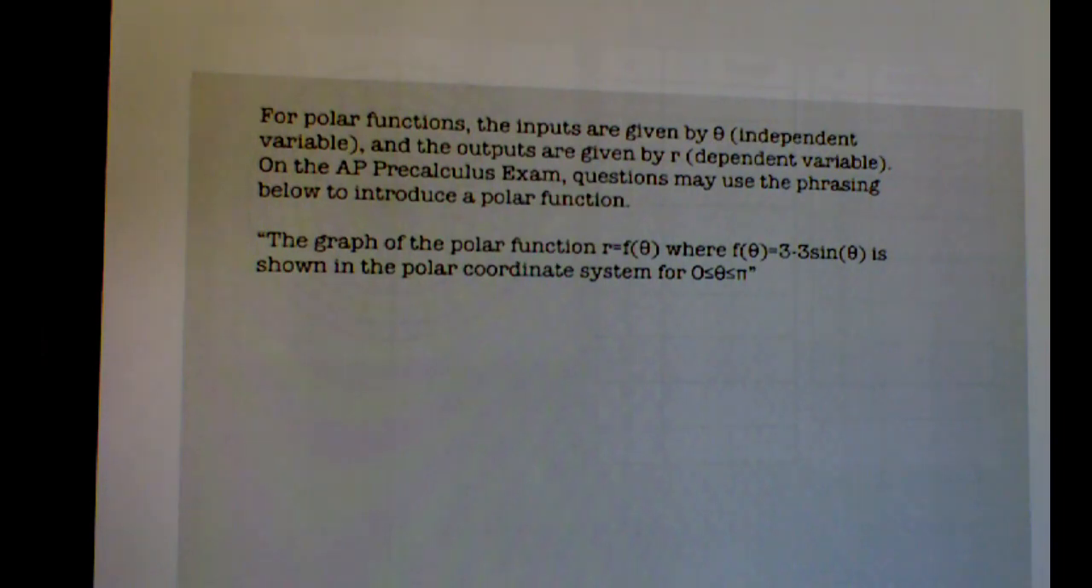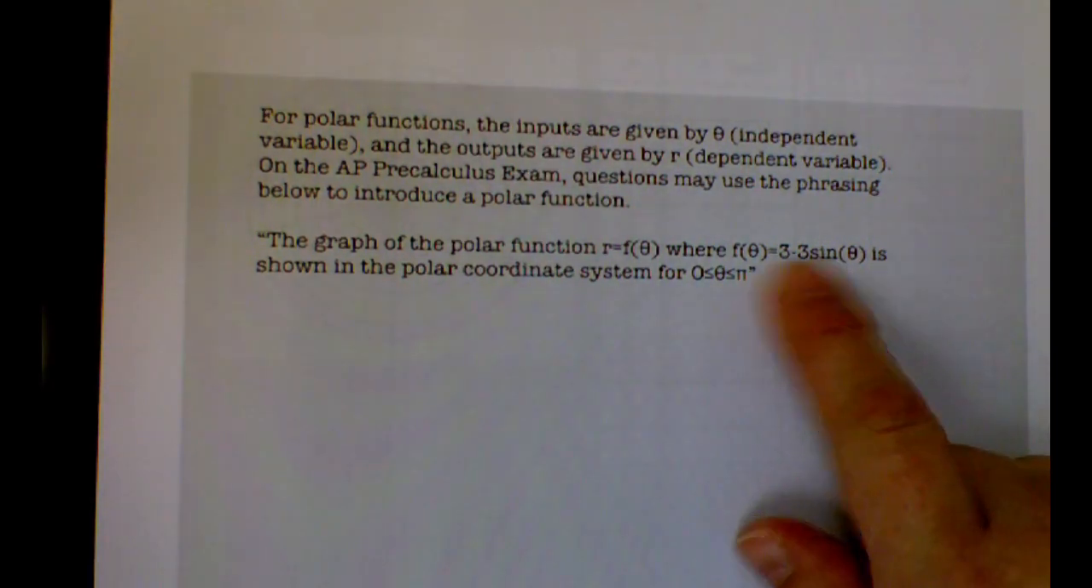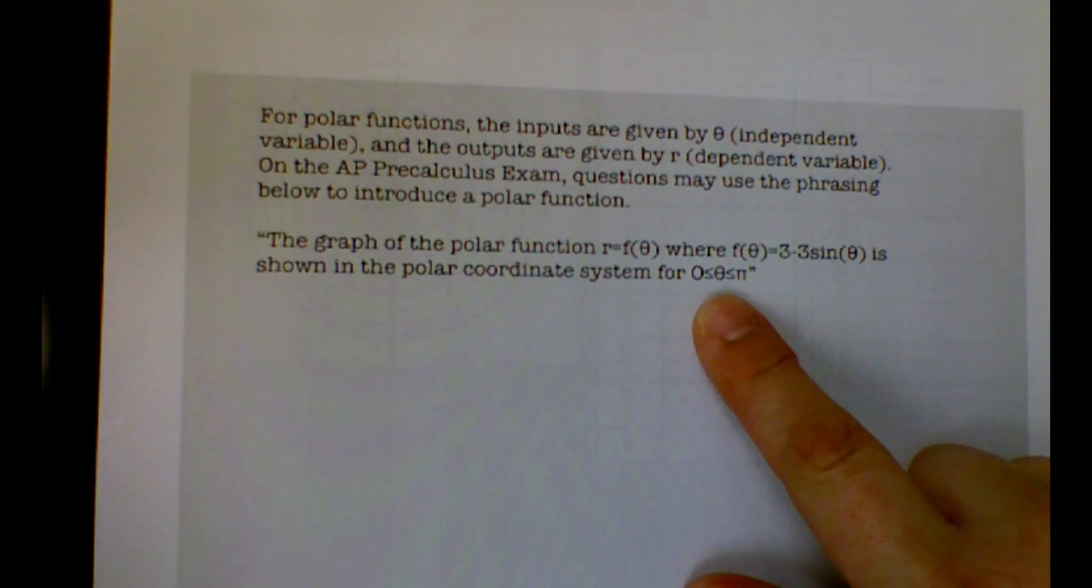On the AP Pre-Calc exam, questions may use the phrasing below to introduce a polar function. The graph of the polar function r equals f of theta, where f of theta equals 3 minus 3 sine of theta, is shown in the polar coordinate system for 0 less than or equal to theta less than or equal to pi. Don't be scared by that. It just means, hey, we graph this function on this range of inputs.